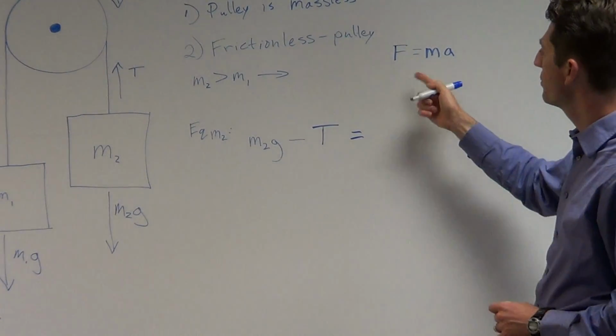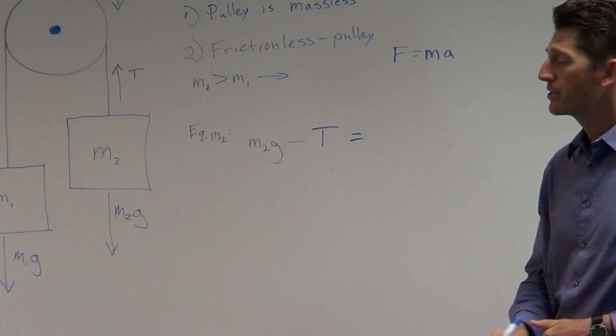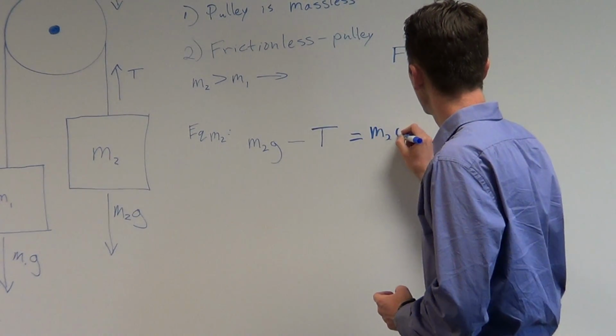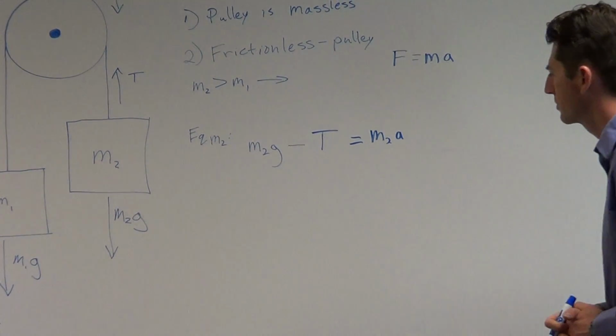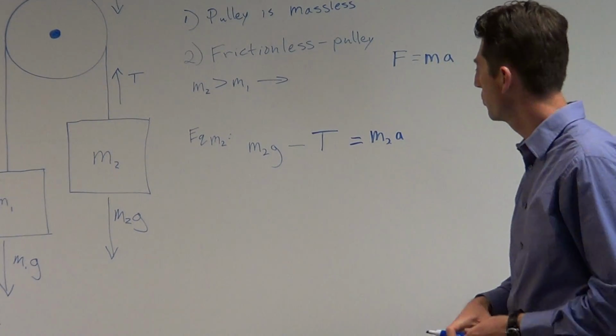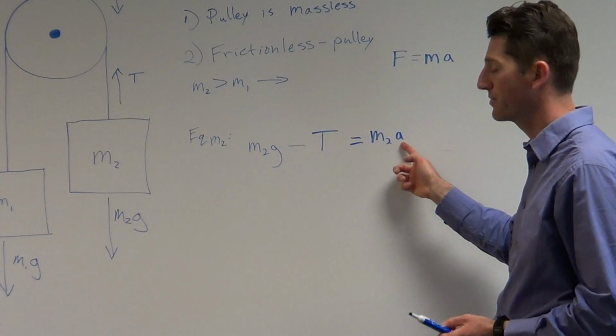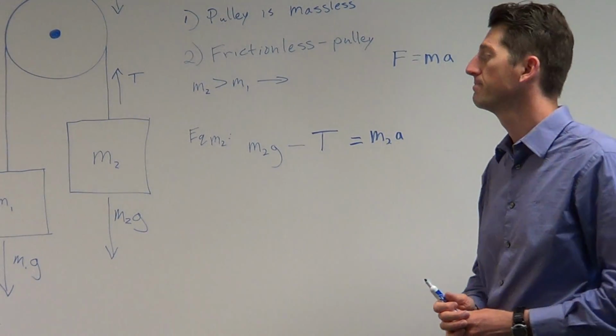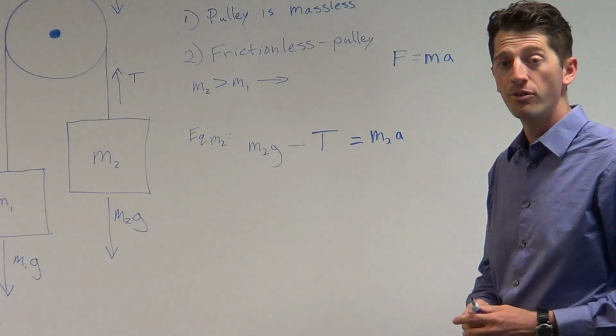And we know that force is always mass times acceleration, right? So this will just equal M2 times this acceleration. All right. So we have one equation. We have two unknowns. We don't know the acceleration of the system yet. We don't know the tension in the line either. So we have to write another equation for M1.